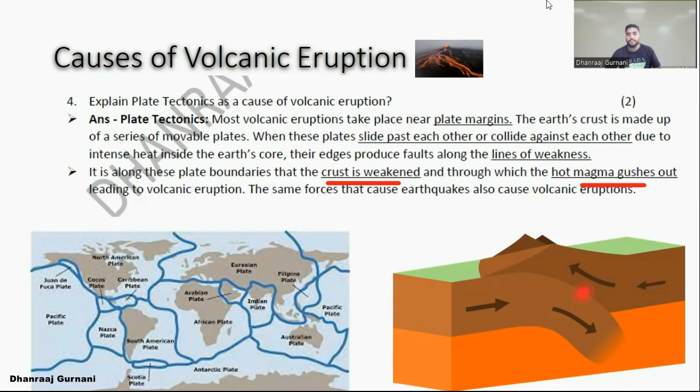Very important statement in the final line. The same forces that cause earthquakes also cause volcanic eruptions. So the factors leading to earthquakes and volcanic eruptions are exactly the same, and earthquakes will come in your next chapter. Volcano and earthquake causes are exactly the same.